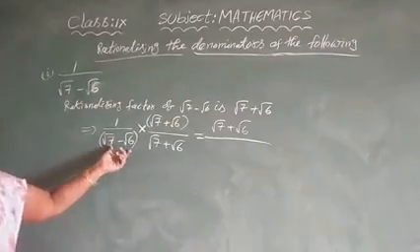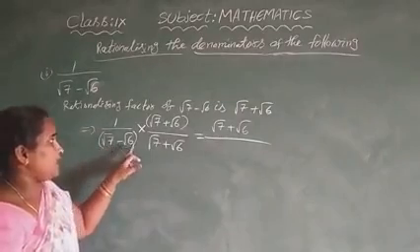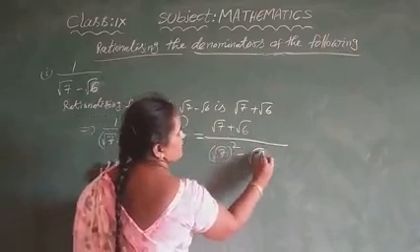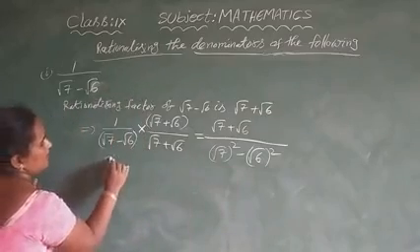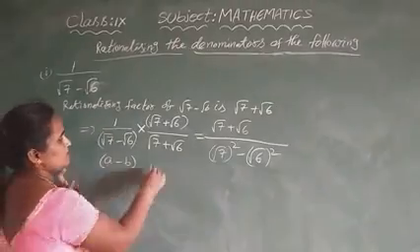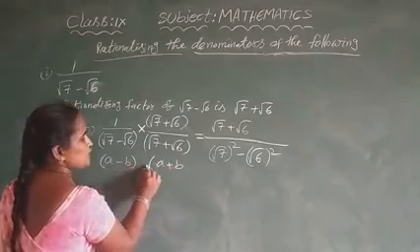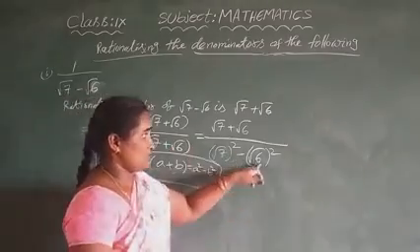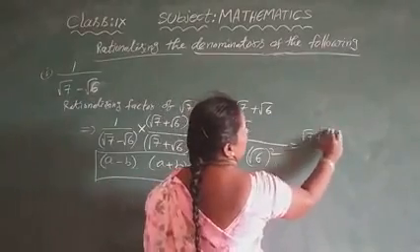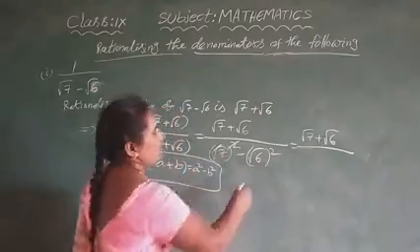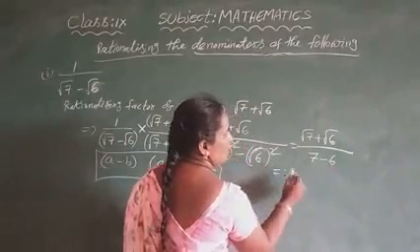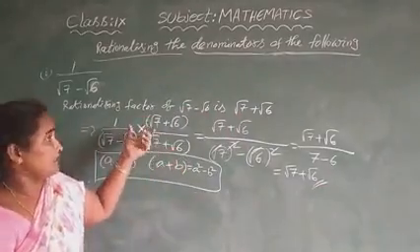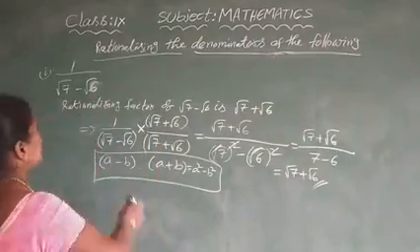see here, it is an identity, the third identity: root A minus root B into root A plus root B. So here, root 7 whole square minus root 6 whole square. That is A minus B, and this is A plus B. Then A minus B into A plus B is equal to A square minus B square. So the answer is root 7 whole square minus root 6 whole square. Then you get root 7 plus root 6 divided by, square and square root cancel, 7 minus 6, how much? 1. Then the answer is root 7 plus root 6. This is rationalizing the denominators.